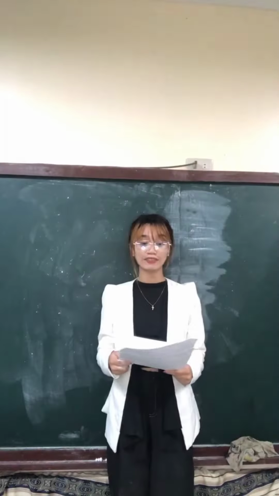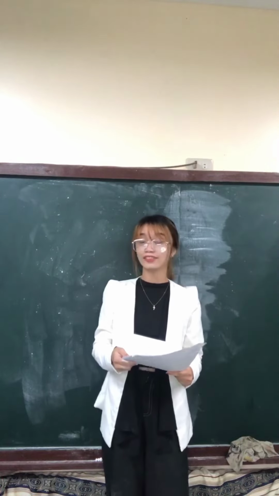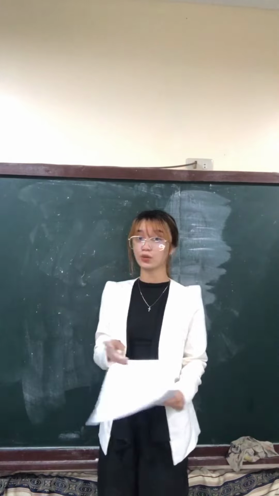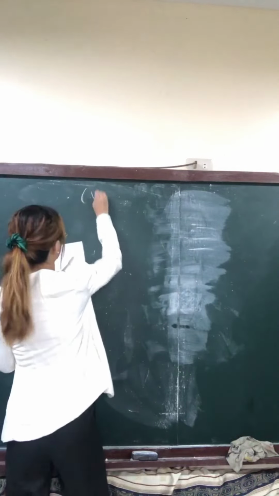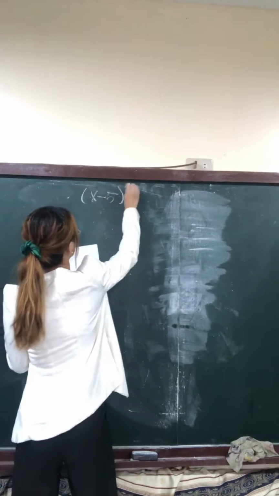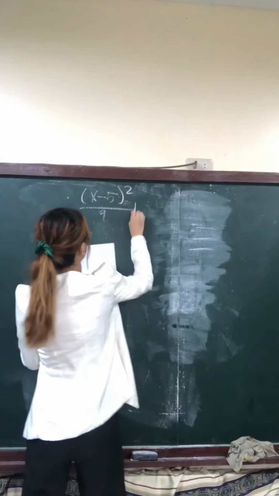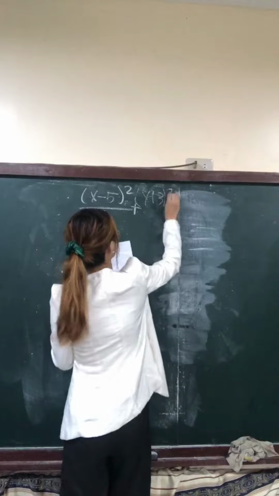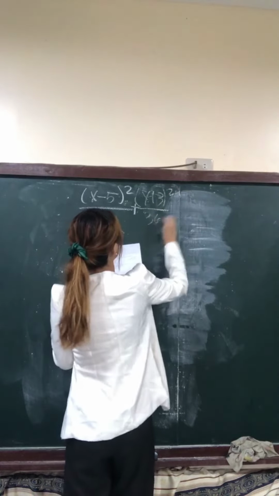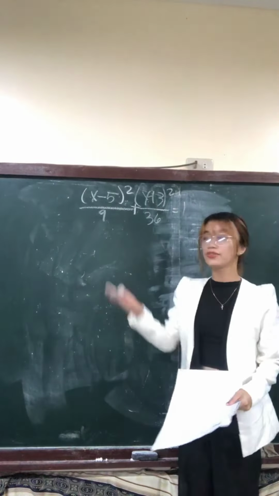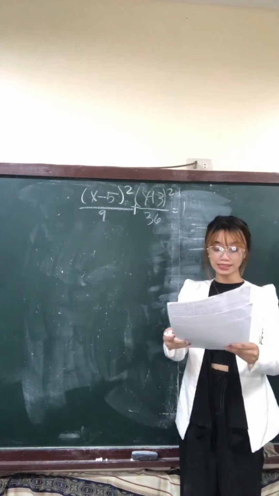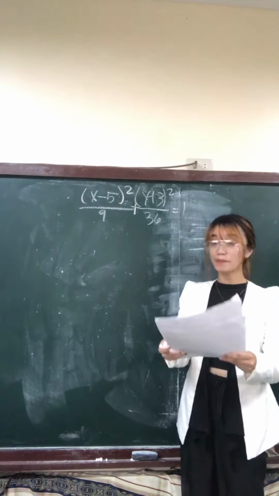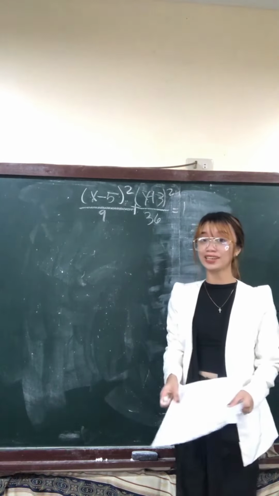We have to identify the coordinates of the center, the vertices, the foci, and graph the ellipse. So we have the equation (x minus 5) squared all over 9 plus (y plus 3) squared all over 36 is equal to 1. This equation is in the form of (x minus h) squared over a squared plus (y minus k) squared over b squared equals 1.